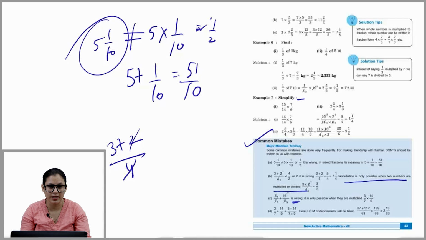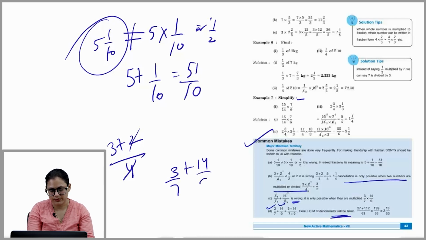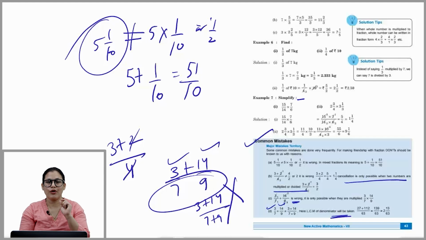And in D part, here the LCM of the denominators will be taken first. You cannot add them up directly, meaning you will see 3 by 7 plus 14 by 9. You cannot add like 3 plus 14 in the numerator and then 7 plus 9. This is wrong. First you will take the LCM of the denominators to make the denominators the same, right? So remember that. These are the common mistakes which you probably can make.